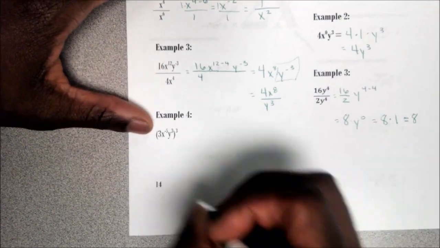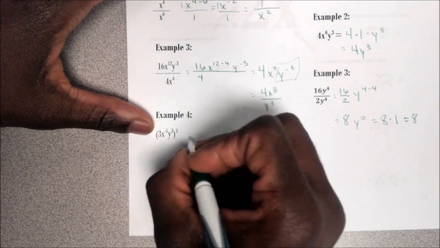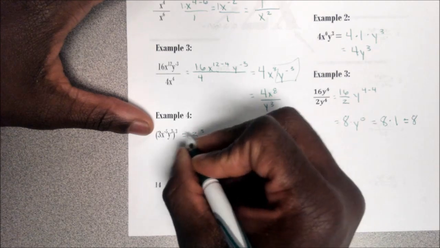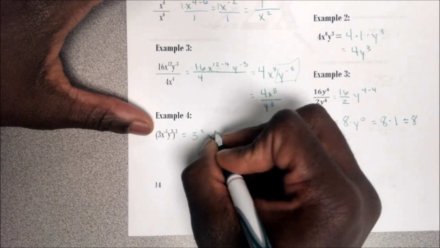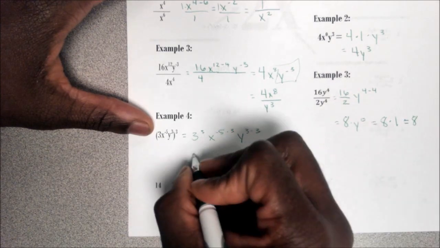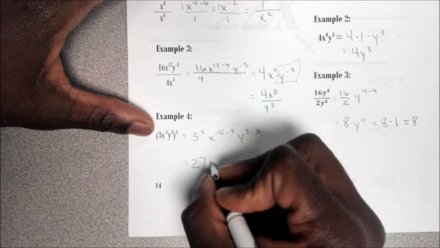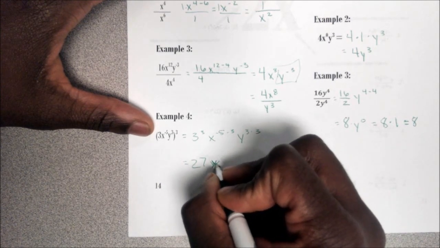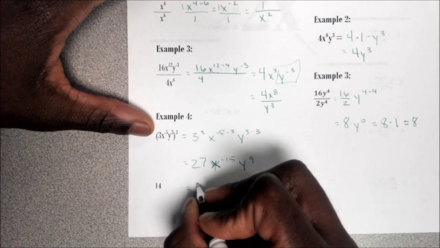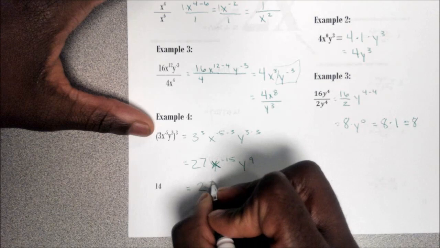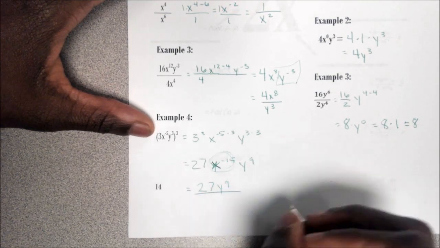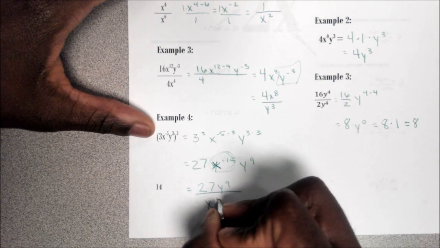And the last example here, again, power to a power. So we have to distribute that exponent to each factor. So 3 cubed, x to the negative 5th times 3, y cubed times 3, and so you get 27 x to the negative 15th, y to the 9th, which leaves us with 27 y to the 9th, and since that x exponent is negative, that moves to the denominator.